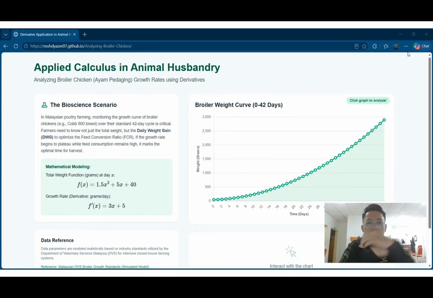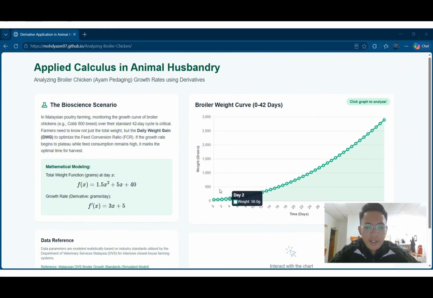The problem is that farmers need to know how fast chickens grow and when is the best time to harvest for maximum efficiency. We use a function to estimate chicken weight over time. The derivative shows the growth rate, which is the daily weight gain. The graph shows that growth increases over time, not constant, as we can see in this graph.